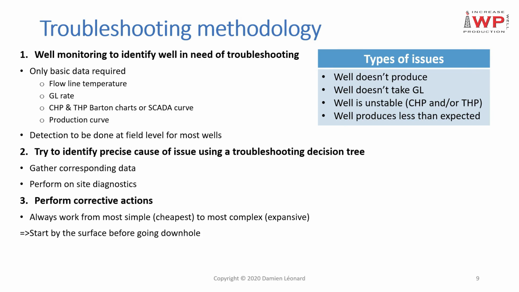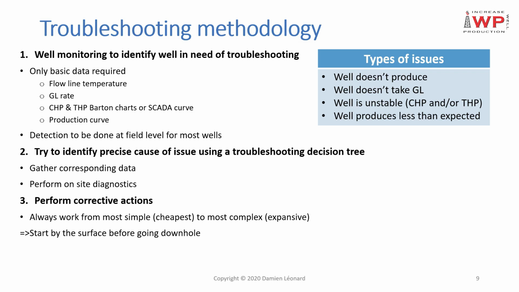Once you've identified a well that requires troubleshooting, try to identify a precise cause of the issue using a troubleshooting decision tree. This decision tree is something I'm going to present you very soon in this training. Once you have an idea of what may cause this issue on the well, gather the corresponding data and perform on-site diagnostics in order to see whether you are right or not and to identify the correct cause of this issue. Once you have identified the correct cause, then you need to perform the corrective action.